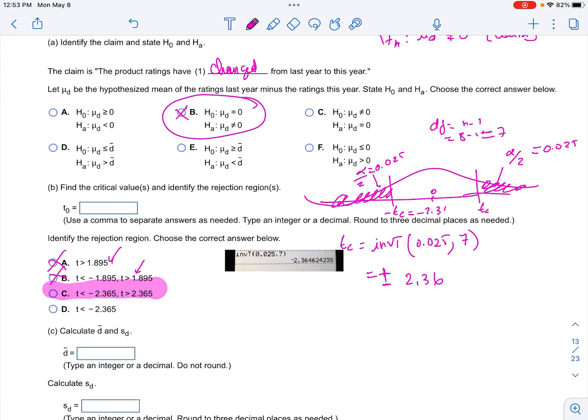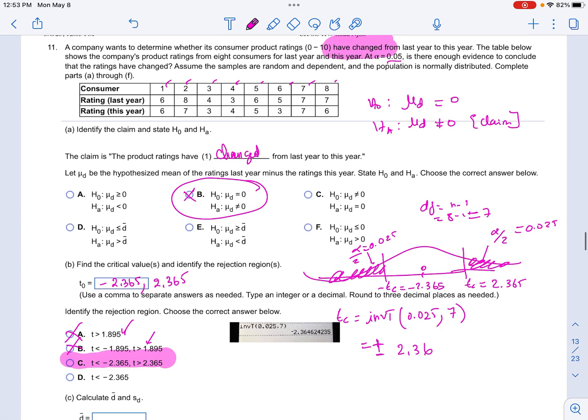So this is negative 2.365, and this is positive 2.365. Those are your critical values. So you're going to enter them: negative 2.365, 2.365. The next thing we do is put the data in L1, L2. We create L3 as L1 minus L2. So go ahead and enter that. I'm going to show you my data in a minute, but let's do that. Enter your data, and let's come back.